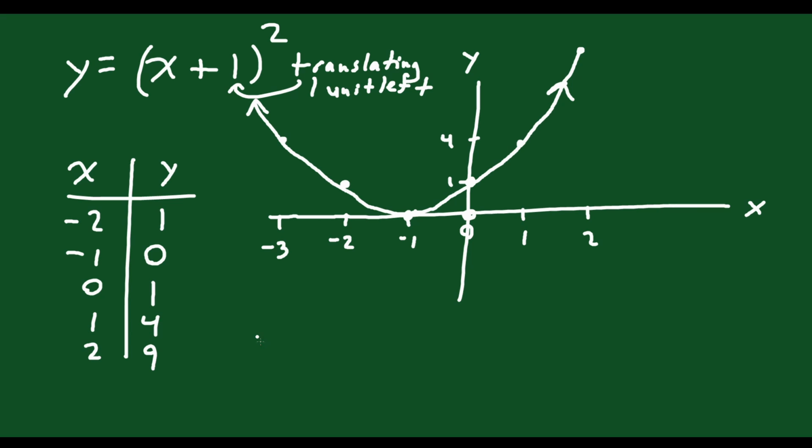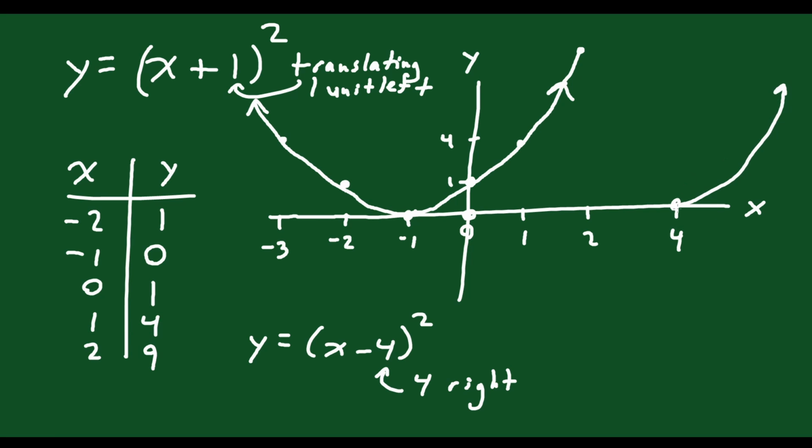So if I gave you another one, like y equals (x minus 4) squared. So a +1 meant 1 to the left. So -4 must mean that we're going forward to the right. And indeed it does. So over here at 4 is where your vertex would be. And you would just sketch your graph, something like that. So it's the exact same shape, but it's moved over to the right 4 instead of to the left 1.